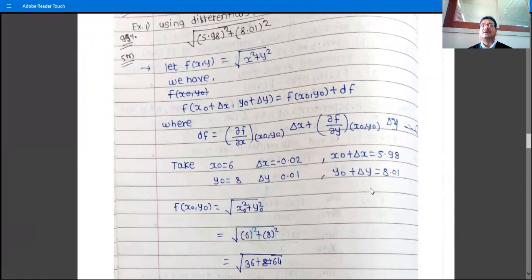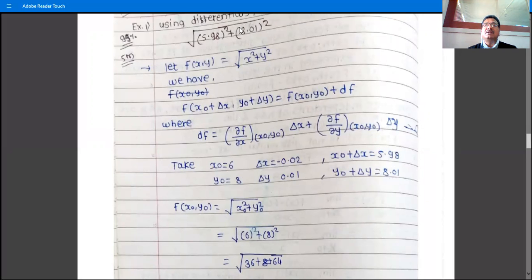That is 5.98 minus 6, then the answer is minus 0.02. So x naught is the nearest integer to 5.98, which is 6, and take delta x in such a way that x naught plus delta x is equal to 5.98. Obviously delta x is minus 0.02.